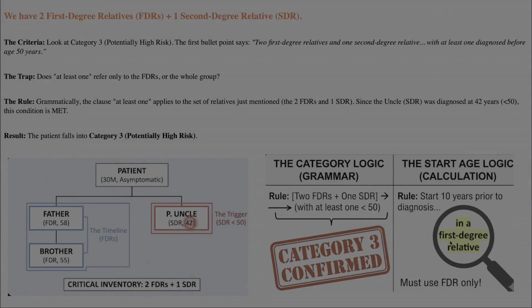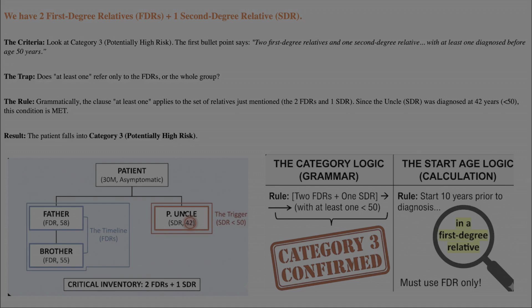Let's break this down visually to expose the traps. Step 1. We have 2 first degree relatives, the father and the brother, and 1 second degree relative, the uncle, who is diagnosed before the age of 50. Does "at least one" refer only to the first degree relative? No, it refers to the whole group. Because the uncle was 42, he triggers the rule. He's the trigger that pushes the patient into the high risk category 3.